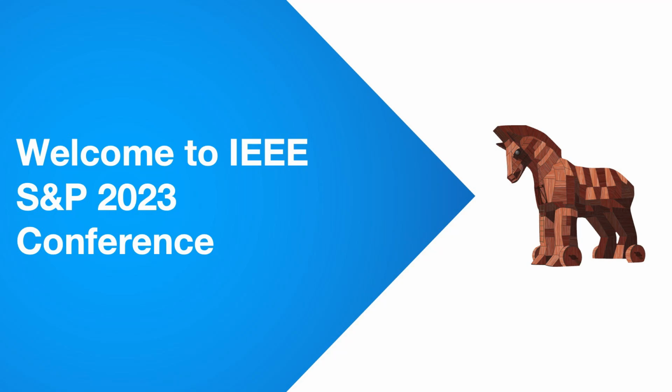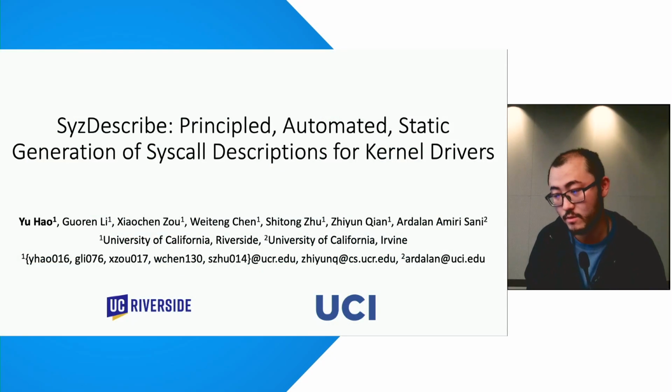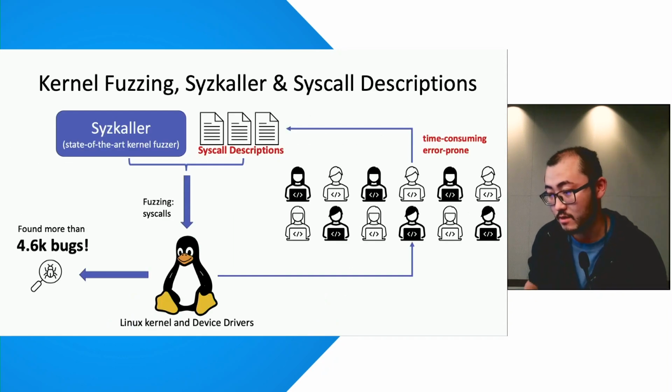Hello everyone, I'm Yu Hao from University of California, Riverside, and I'm excited to share our paper. Syscall fuzzers, the state-of-the-art operating system kernel fuzzers, have found more than 4,600 bugs in the Linux kernel over the past few years.